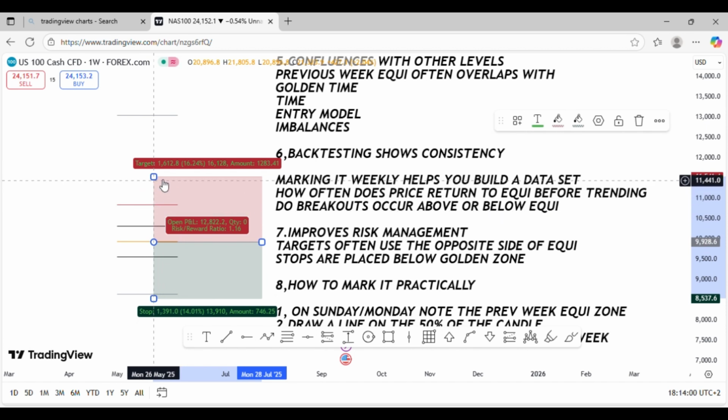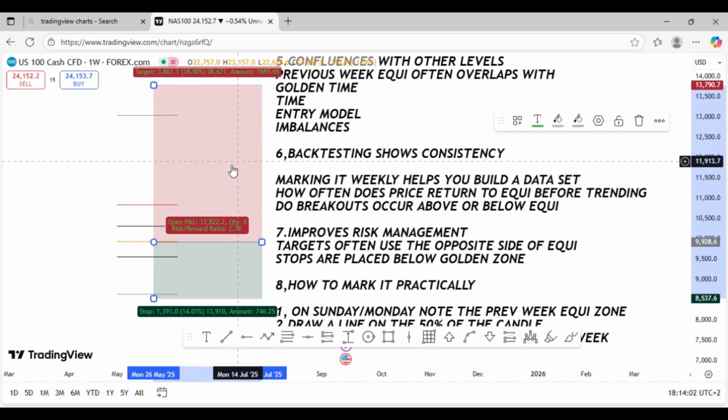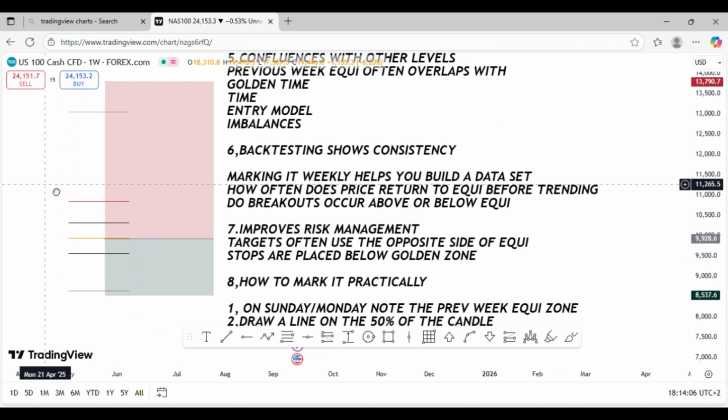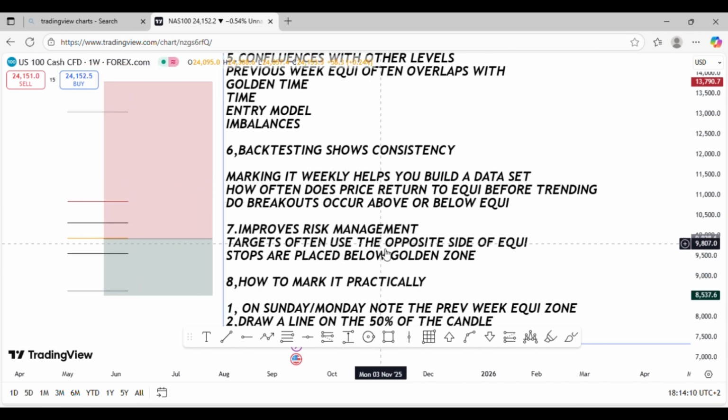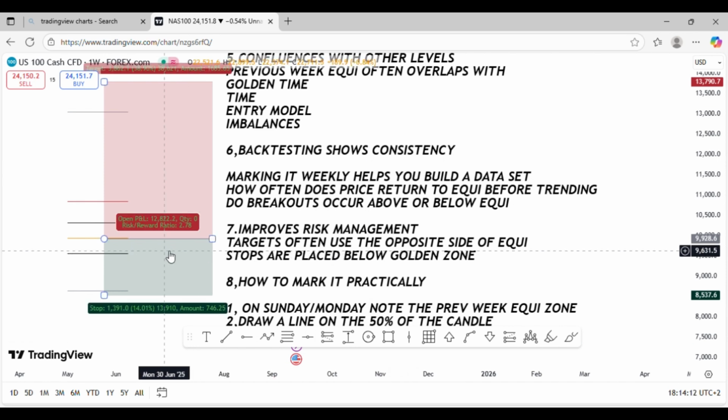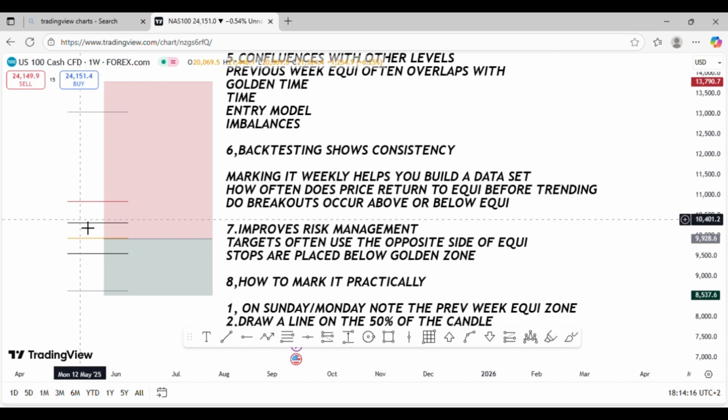You understand? And then your target should increase. You understand? Your target should increase. So that's what I mean. Stops are placed below the golden zone. Targets often use the opposite side of the equilibrium. That's why I said your target should be the next equilibrium zone that you are seeing.